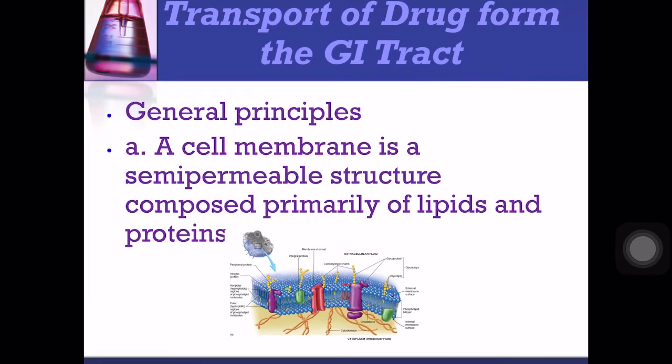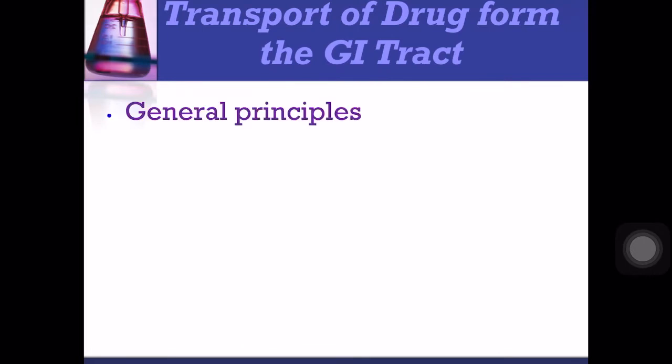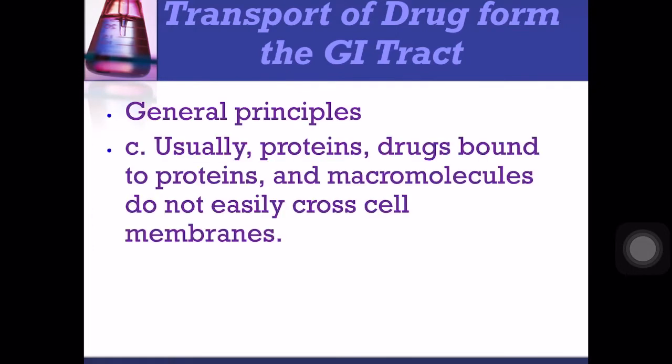Okay, for transport of drugs in the GI tract, we have general principles. First, you must always remember, a cell membrane, it's a semi-permeable structure composed primarily of lipids and phosphate. So remember class, yung cell membrane, it's a phospholipid bilayer. Okay? So magdedepende yung absorption nyo doon sa structure ng inyong drug, kung pasok ba siya doon sa phospholipid bilayer. And then second, your transport of GI tract involves transport mechanisms such as pwedeng passive transport, pwedeng active transport, facilitated diffusion, etc.